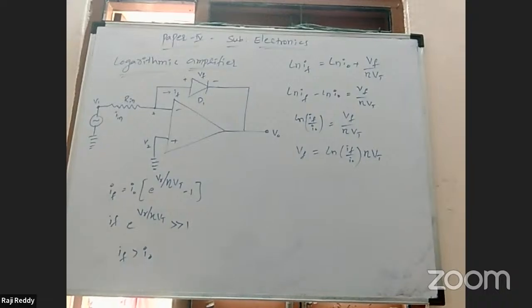V01 is equal to minus RF by RI into V1. From that you can observe the mathematical part is easy. You can just apply the voltage divider rule in both cases, and using the voltage divider rule you can find the V value. Is it okay?